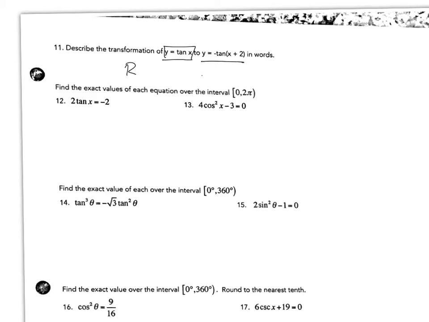There's a minus sign, so it reflects over the x-axis. There's no amplitude to talk about. The period is not different. And this is to the left too.